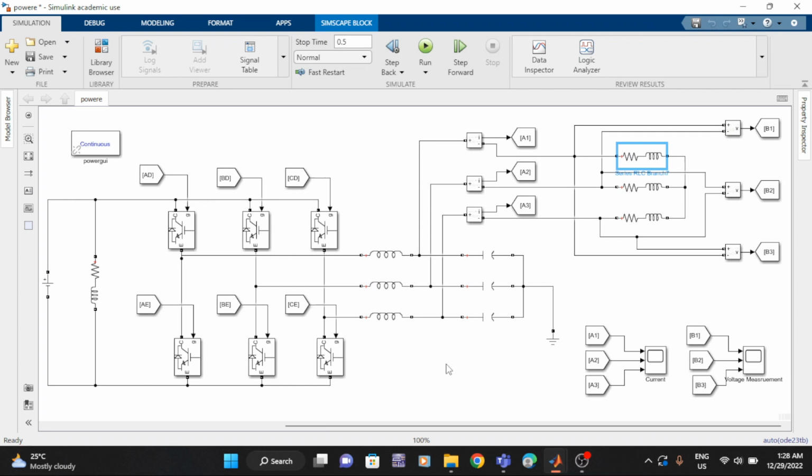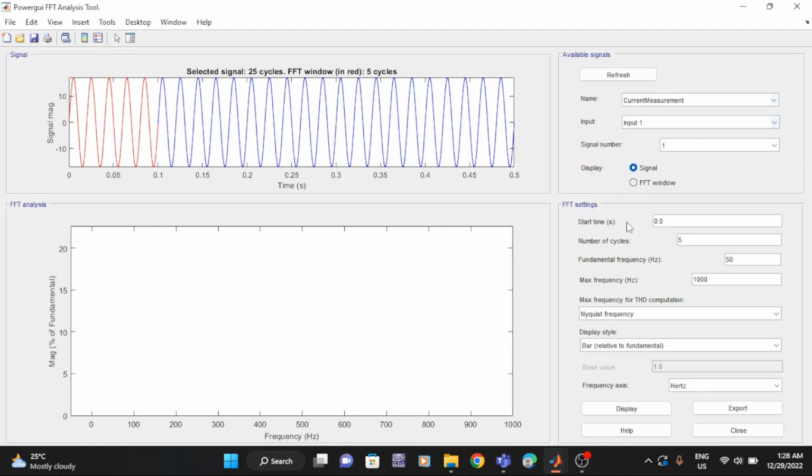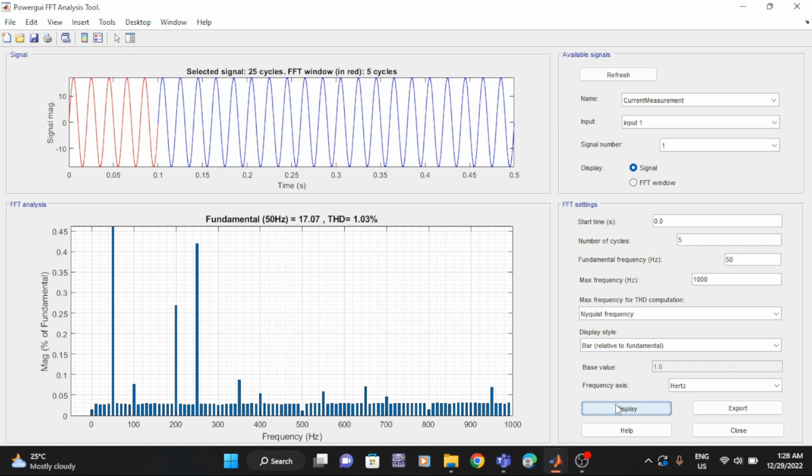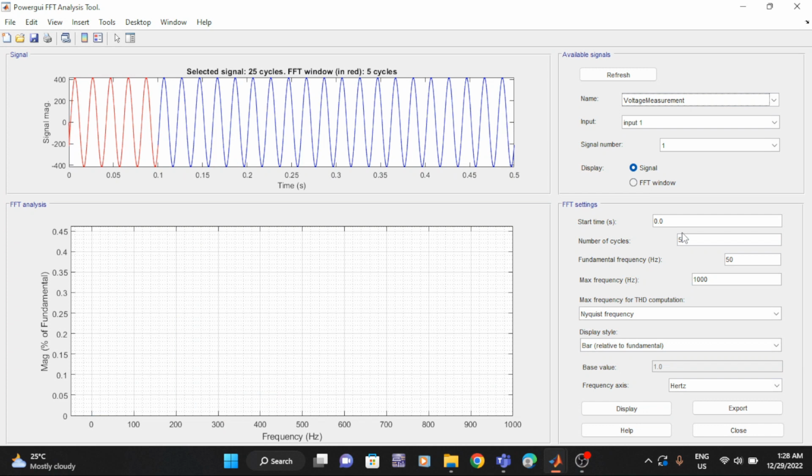So we need to click at the powergui, then we select the tool for FFT analysis. After that, we select the current measurement and we use number of cycles as 5 with the 50 Hz fundamental frequency. Then we display, and as we can see, the fundamental is 17.07 with total harmonic distortion of 1.03%.